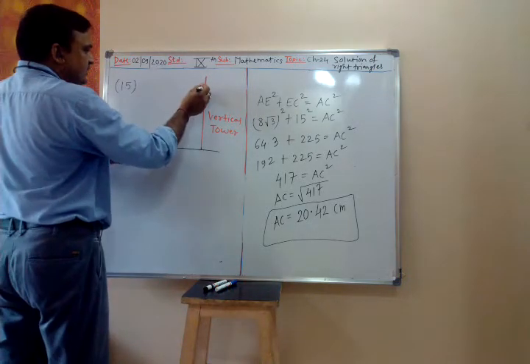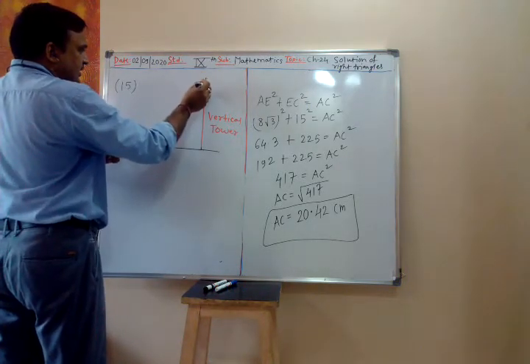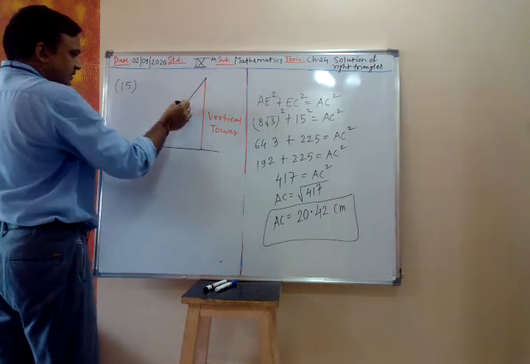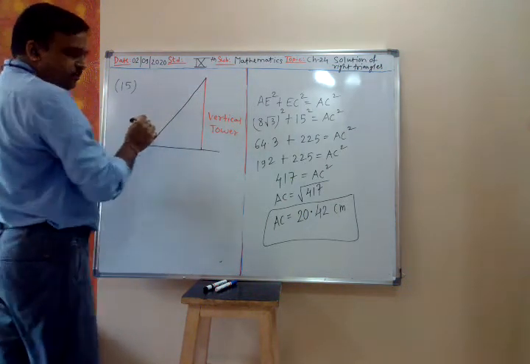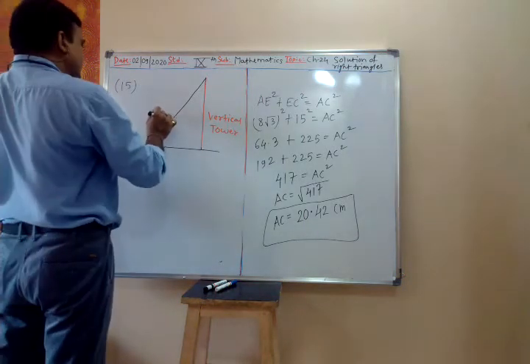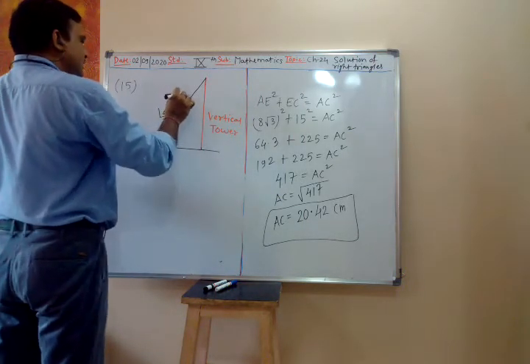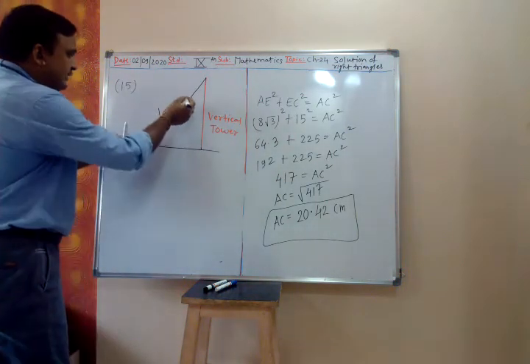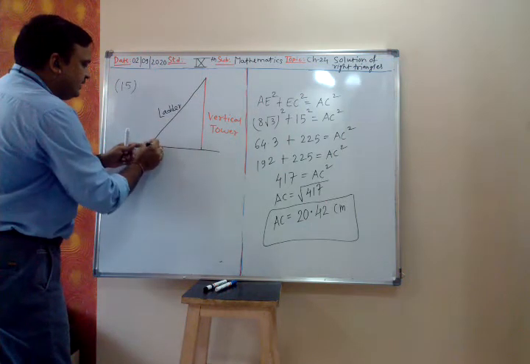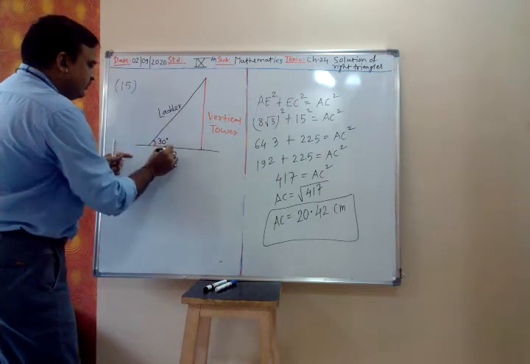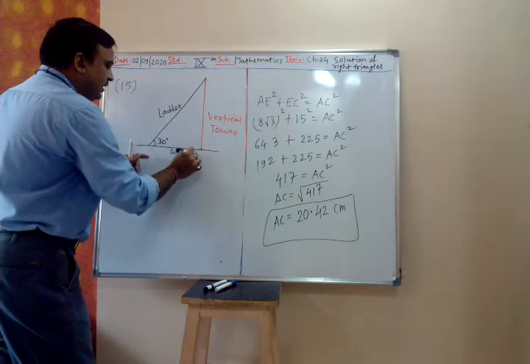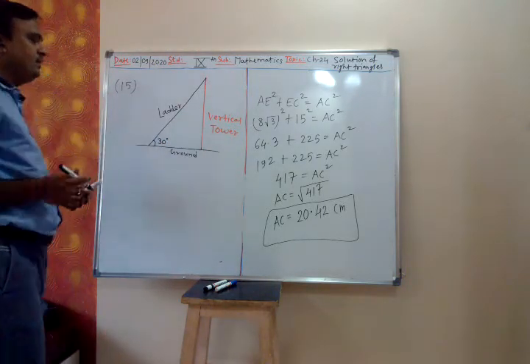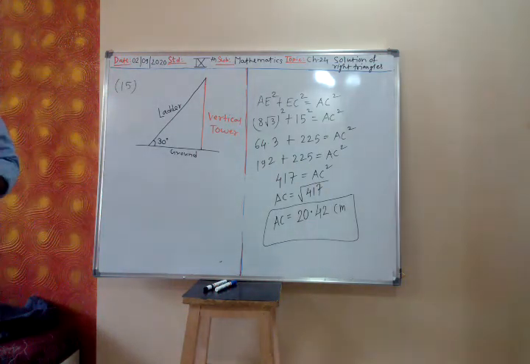So a ladder is kept. We are keeping the ladder against the vertical tower. So this is my ladder, which is kept against a vertical tower, and this ladder makes an angle of 30 degree with the ground. This is my ground. It reaches up to a height of 15 meter of the tower.